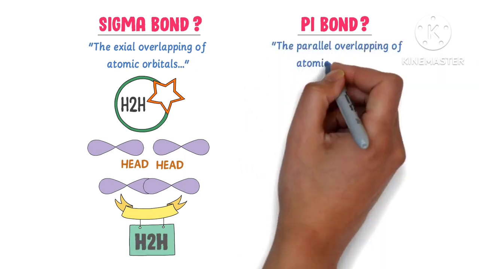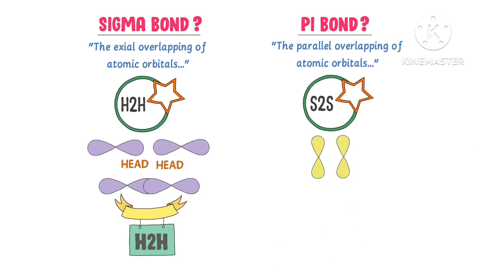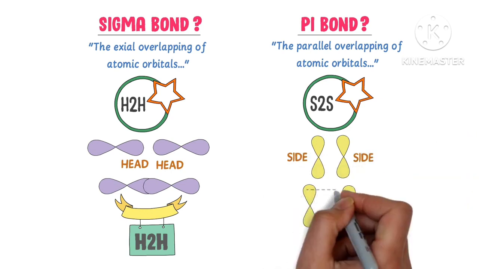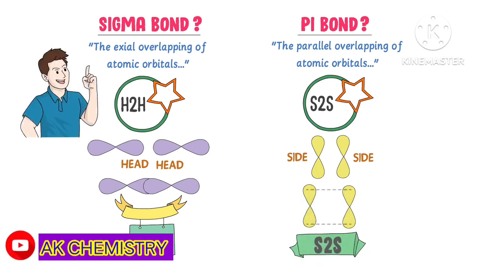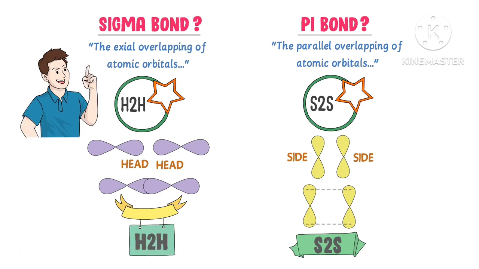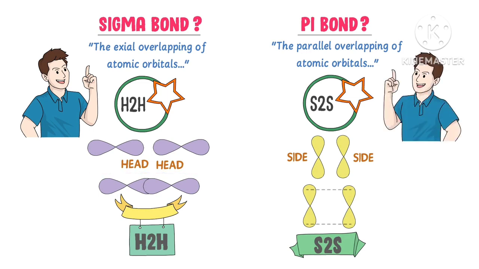While the parallel overlapping of atomic orbitals always form pi bond. Parallel overlapping of atomic orbital is also known as side-to-side overlapping. For example, consider these two p orbitals. This is the side of this p orbital and this is the side of this p orbital. When they overlap sidewise, it is called side-to-side overlapping. Thus note it down that head-to-head overlapping of atomic orbitals always generate sigma bond, like in this example, while side-to-side overlapping of atomic orbitals always generate pi bond, like in this example.